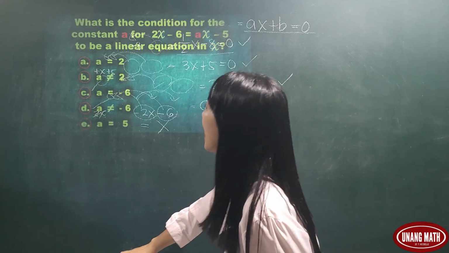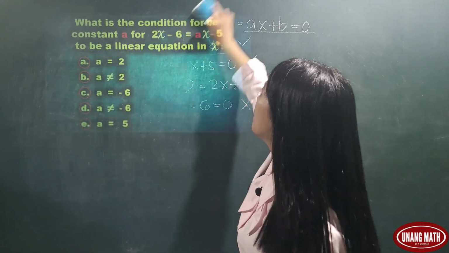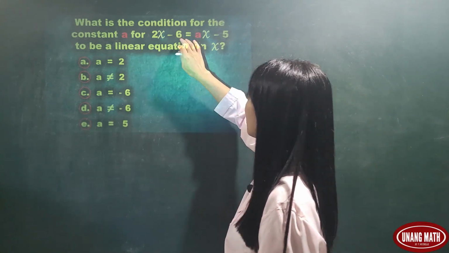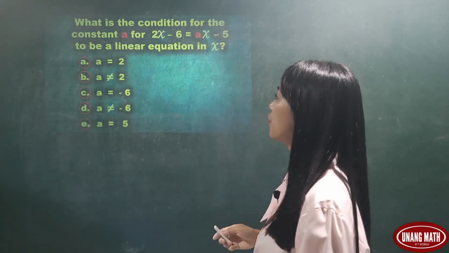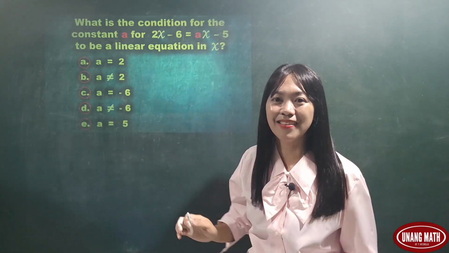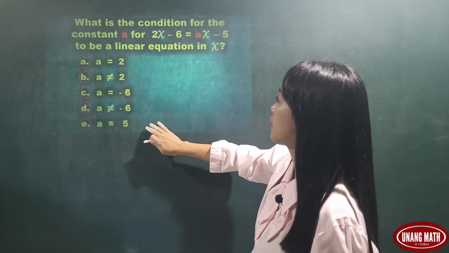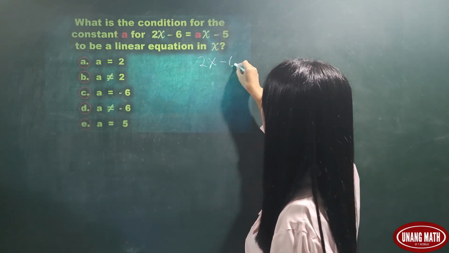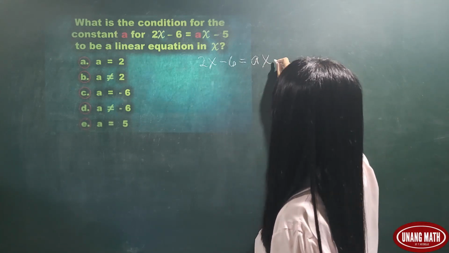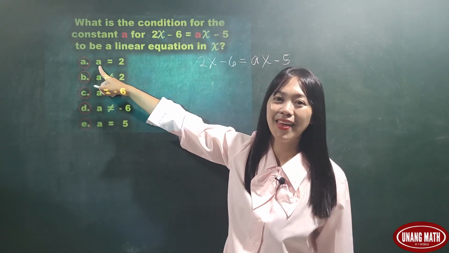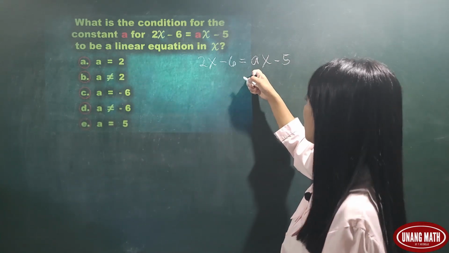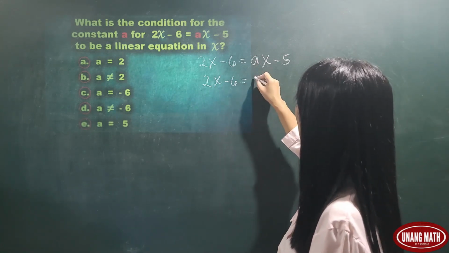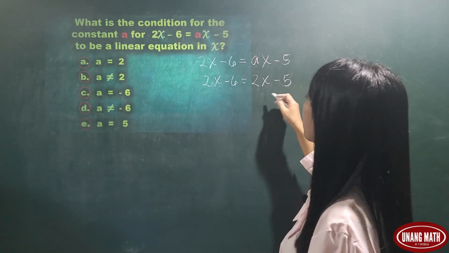Okay, this time, let's answer this simple activity here. What is the condition for the constant a for 2x minus 6 is equal to ax minus 5 to be a linear equation in x? Okay, we have 5 options here. Okay, let's get this equation. 2x minus 6 is equal to ax minus 5. If a is equal to 2, okay, let's try to substitute. So 2x minus 6 is equal to 2x minus 5.